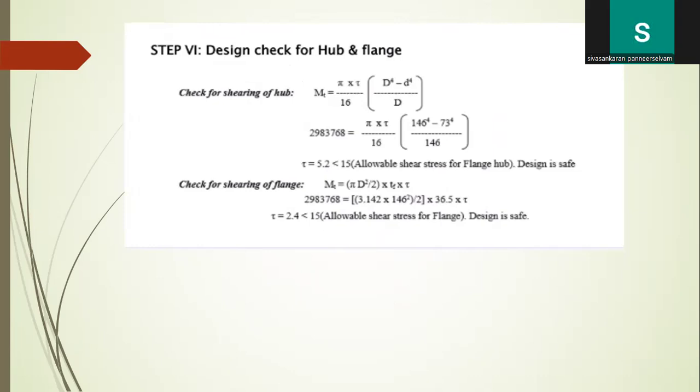Next one, for a flange design, again do the same calculation. Check for shear stress for flange. We apply the equation which is shown here and calculate the value 2.4 Newton per mm square. So it is also considered to be a safer design, which is less than the allowable shear stress for the flange. Hence, the design is safe.